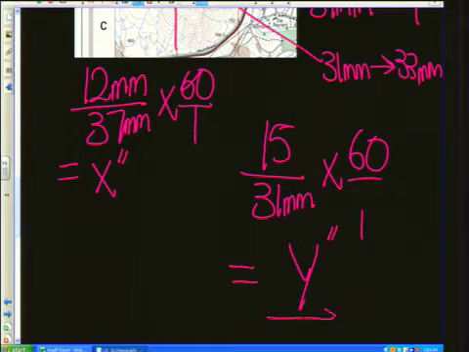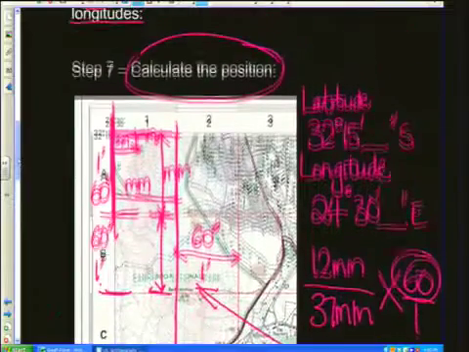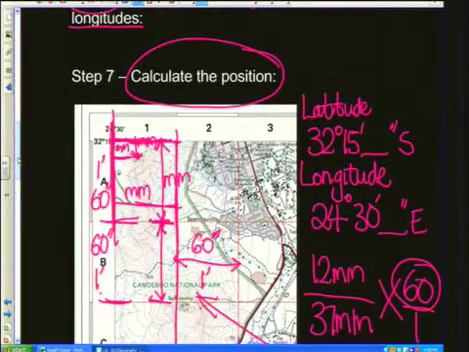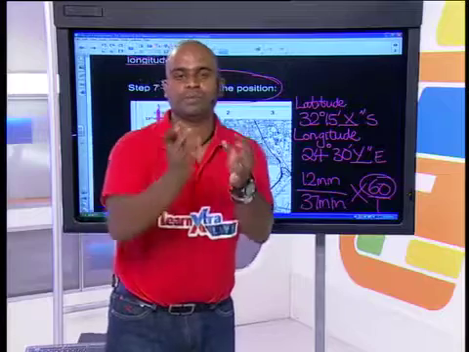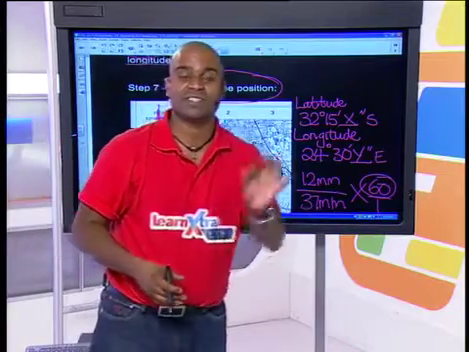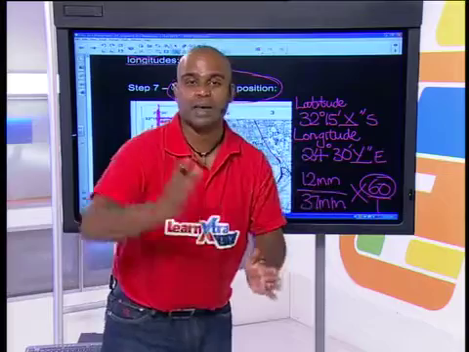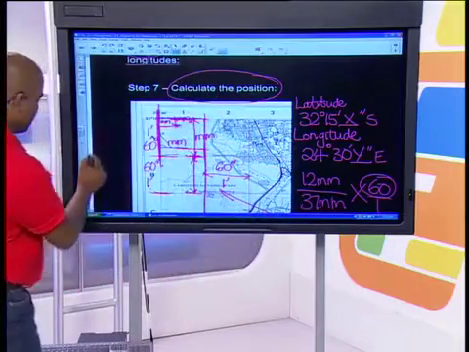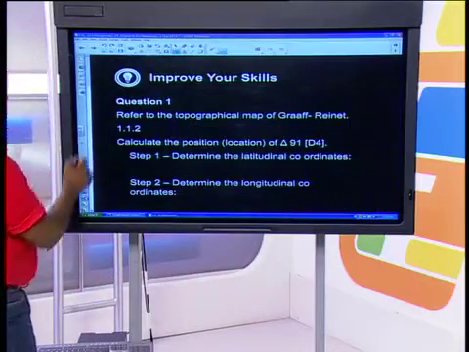Once we've got these two answers, x seconds and y seconds, we should go back to our original answer. And remember, your x seconds goes there and your y seconds goes there. So this is simply the procedure that you would follow in order to calculate the exact position to degrees, minutes, and seconds. I'm going to move on further to the following.